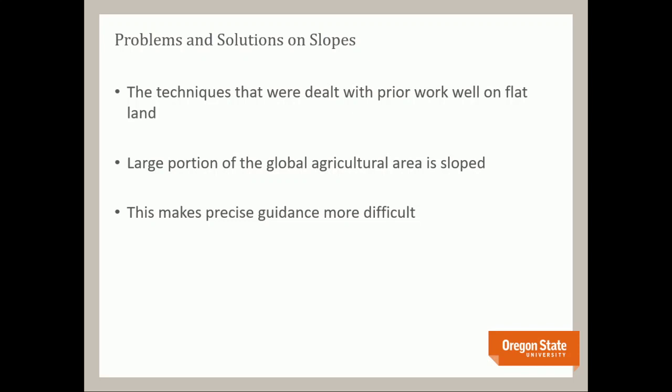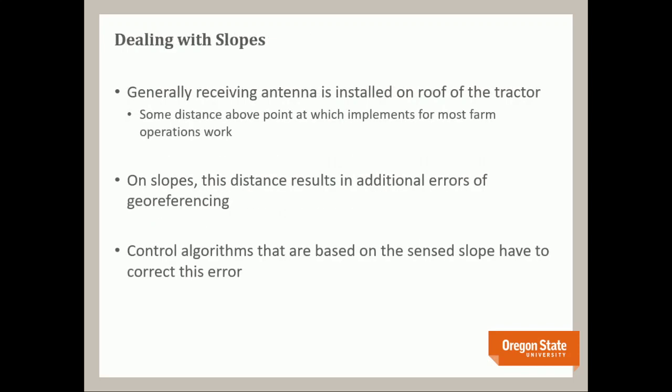Problem and solution on the slope. The technique discussed prior works well on flat land. A large portion of the global agriculture area is slope. This makes precise guidance more difficult as compared to the flat land here in our Punjab. Dealing with slope, generally the receiving antennas are installed on the roof of the tractor, some distance above the point at which implements work for most farm operations. On a slope, this distance results in additional error of georeferencing. A control algorithm based on the slope has to correct this error.